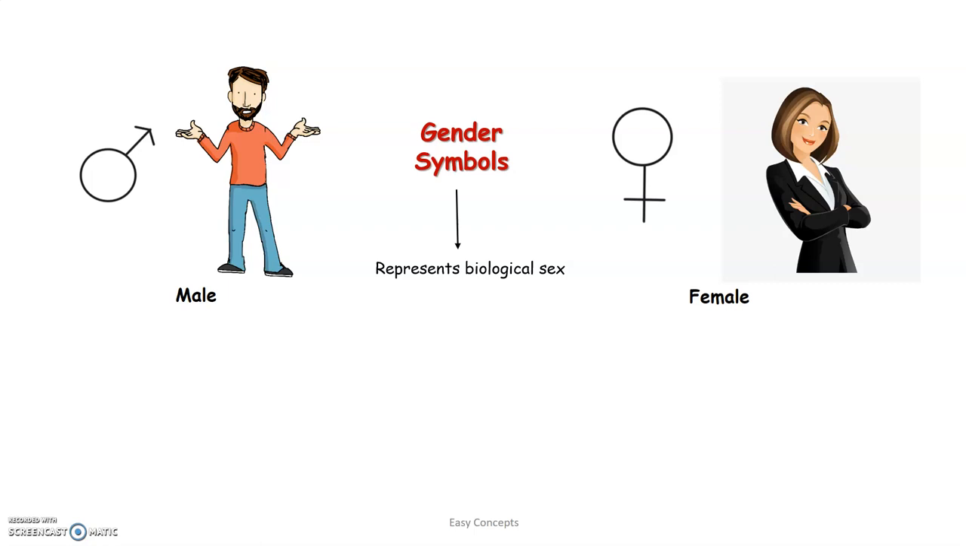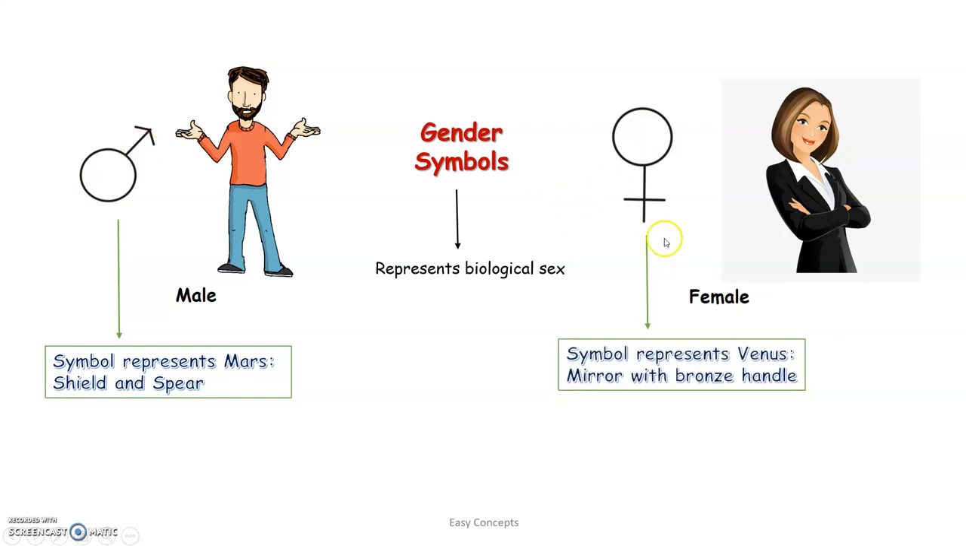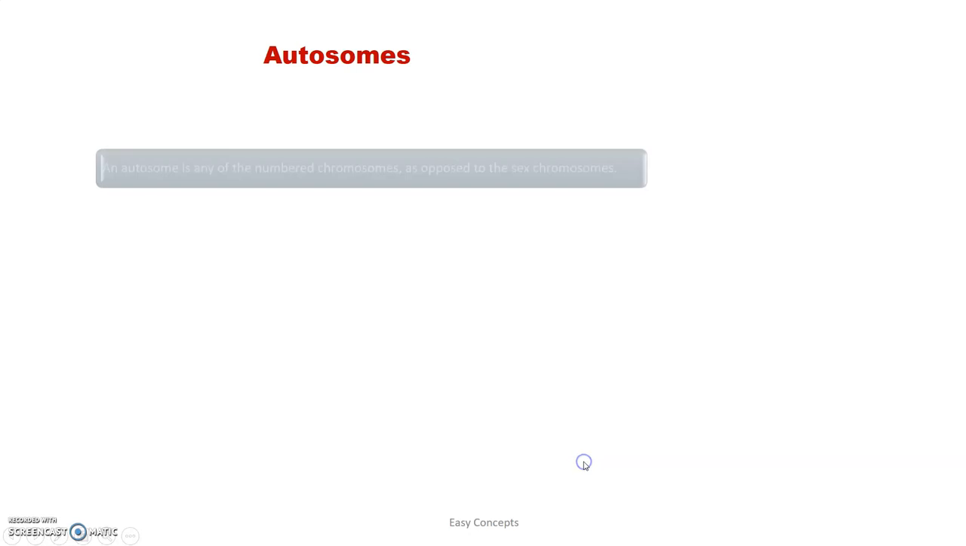Sometimes it's really very tricky to remember these symbols, so I'm going to give you a very quick solution. These symbols are astrological symbols and are used to represent planets. For example, in case of male, it represents Mars and it shows a shield with a spear. In case of female, it represents Venus and it shows a mirror with a bronze handle. So you have to remember female with mirror, and you all know how much females are obsessed with these mirrors.